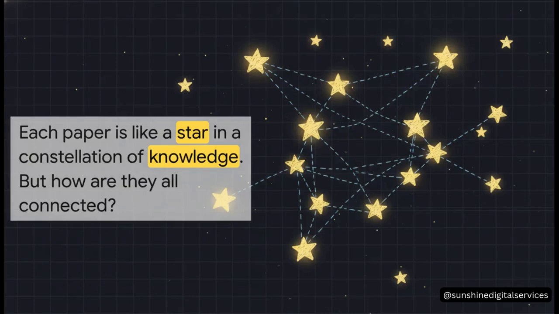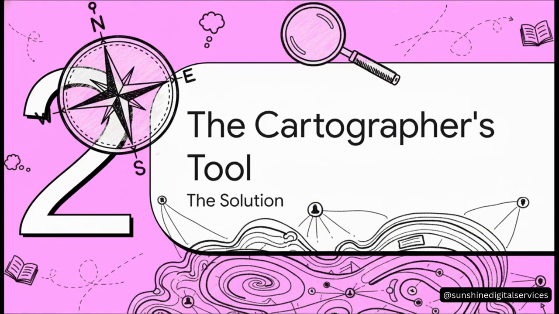Right, so each one of those individual papers is like a single star. It's got its own light, its own data. But the real discoveries, the big aha moments, they happen when you start to see how those stars form constellations. Because that's where the magic happens, right? Understanding the connections, who is working with whom, which ideas are linked, and where the new frontiers of knowledge are actually taking shape.